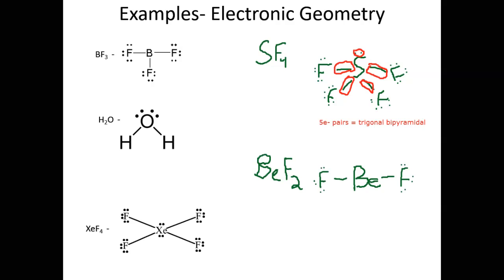Again, it's a deficient octet, so we count the number of pairs of electrons around beryllium: 1, 2. So this would tell us the beryllium difluoride is linear, has 2 electron pairs. So it's linear electron geometry. And so that's how we determine electron geometry, just by counting the total number of pairs of electrons around the central atom.